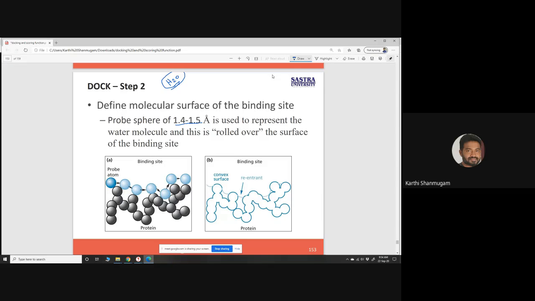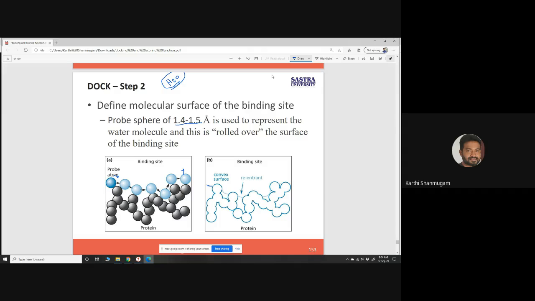Literally what we do is we run the probe. Once you run the probe on this surface, the probe atom will start rolling from one point to another point. During this process, the probe atom will make contact with the van der Waals spheres that you have generated in the previous step. These are the atoms which are lining up the binding site, to which the probe atom is making contact, and that is traced here.